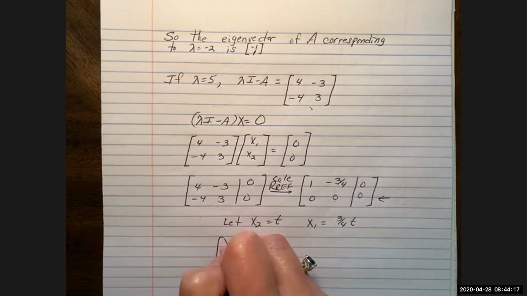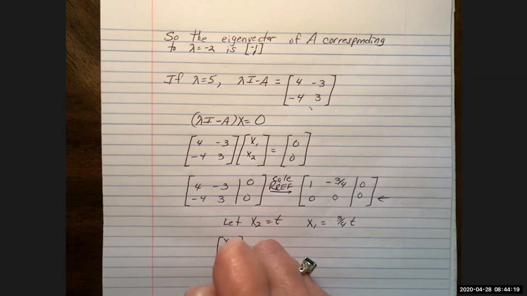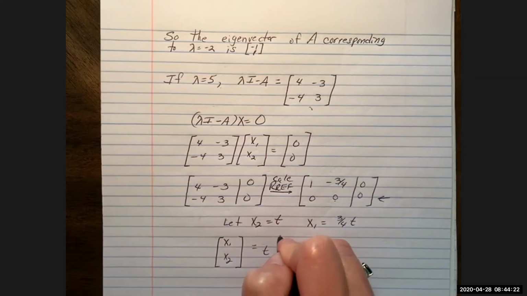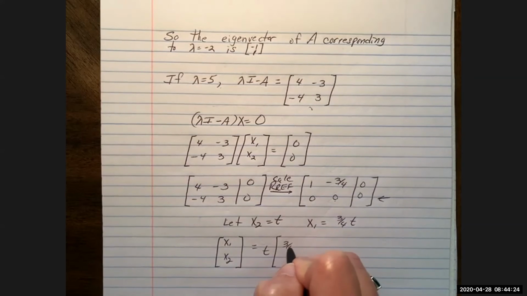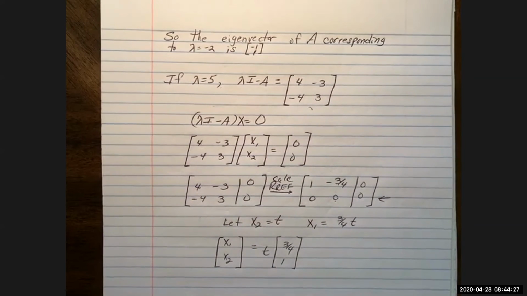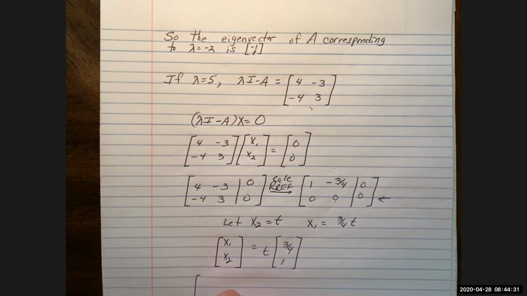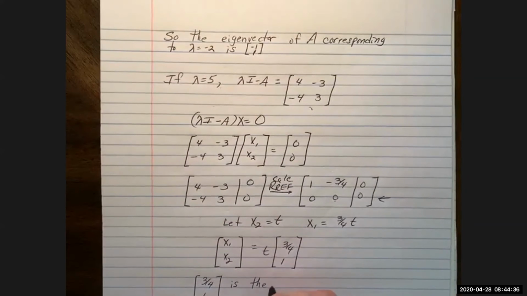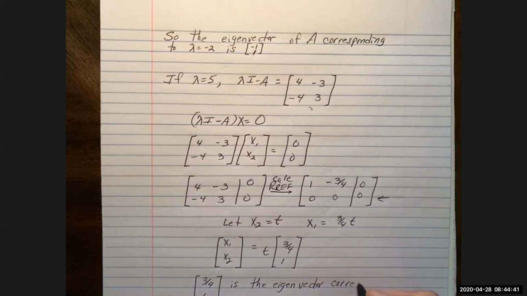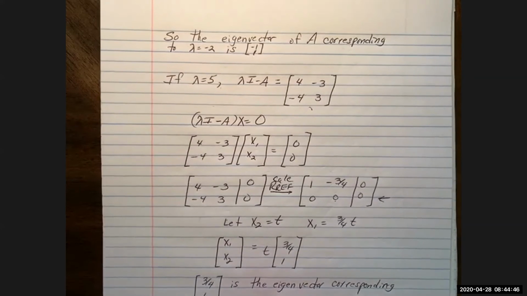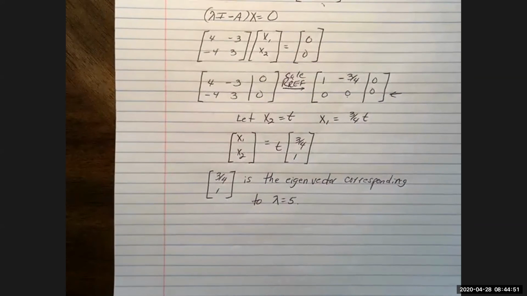I'll write this out. You're not going to have to write this out every time, but I want you to see what it looks like, where it's coming from. So that's t times 3/4 and 1 gives me my basis. So that's my solution. So 3/4, 1. So there's the eigenvector corresponding to lambda equals 5.